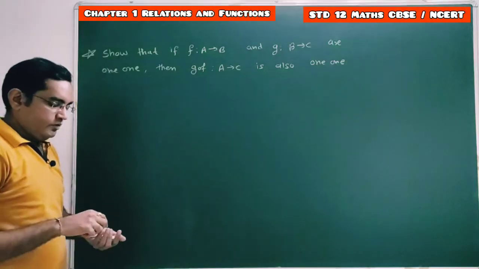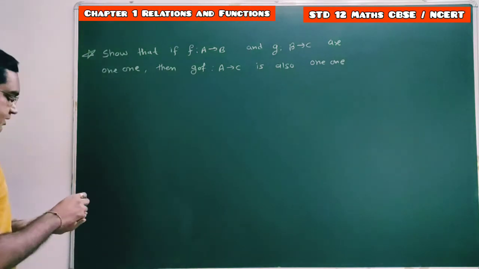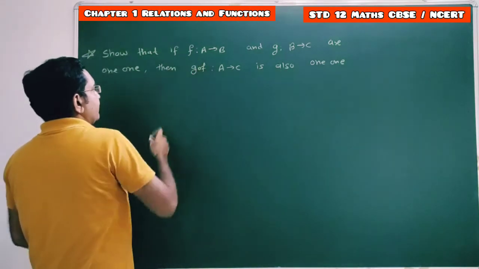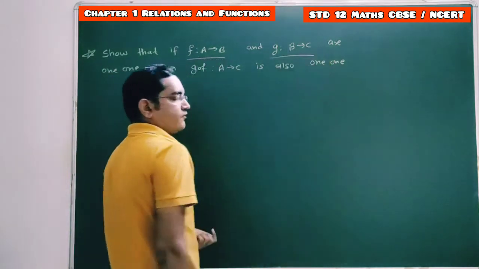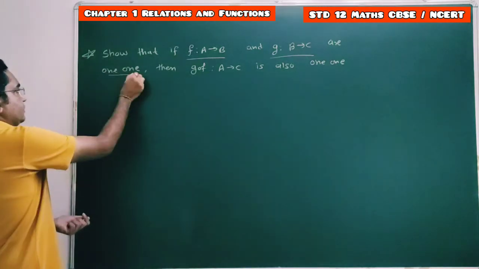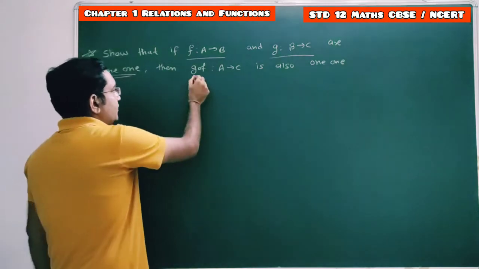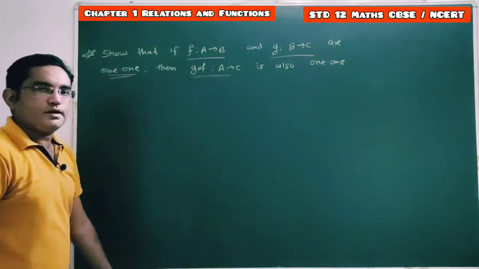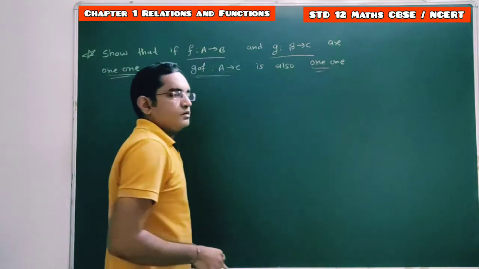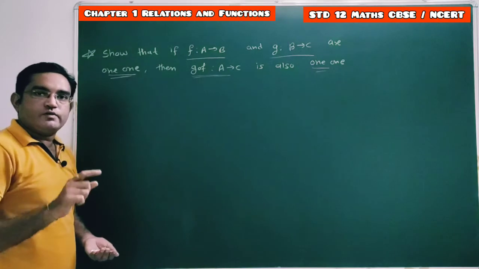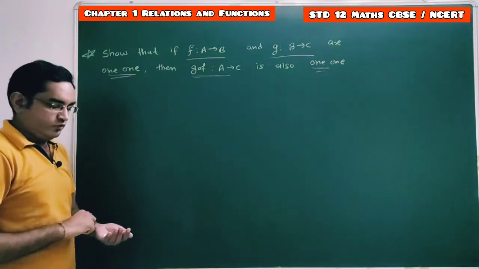Okay students, now in this video we are trying to prove some important results. Here we are given that a function f from A to B and another function g from B to C are 1-1 functions. If we consider the composite of these two functions, that is gof from A to C, it is also a 1-1 function. So if two given functions are 1-1, then their composite function is also 1-1, and that we have to prove.